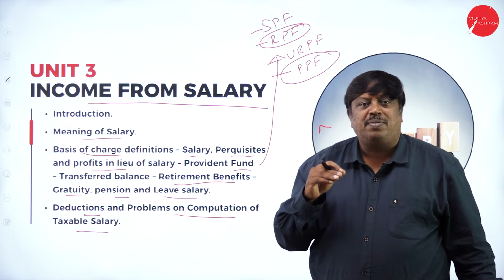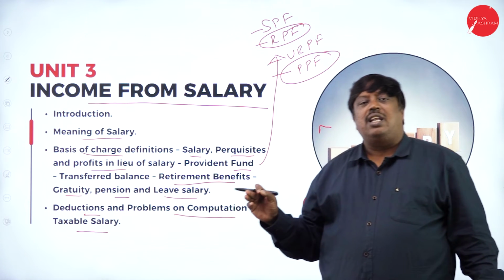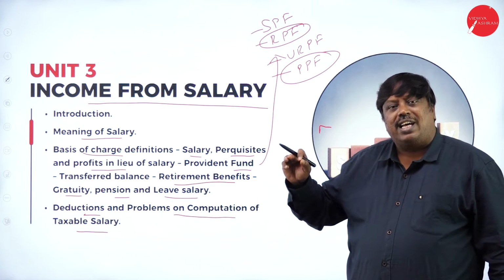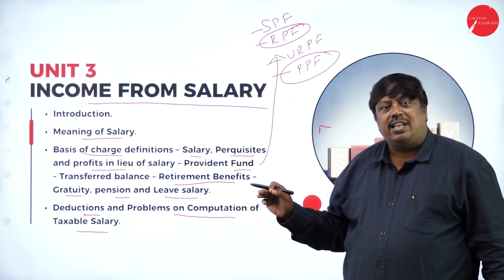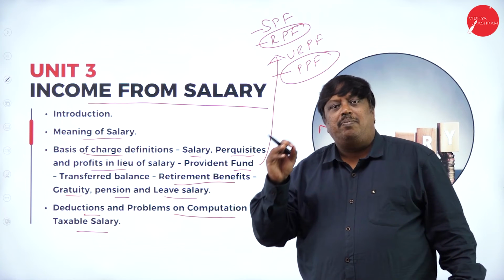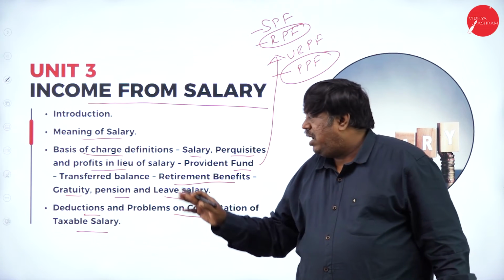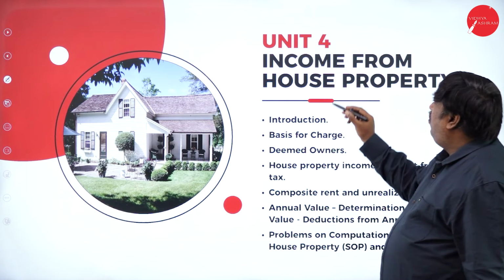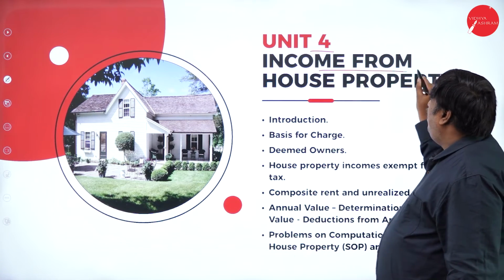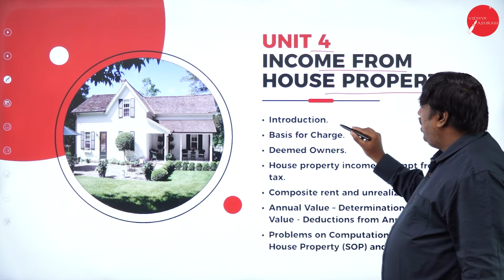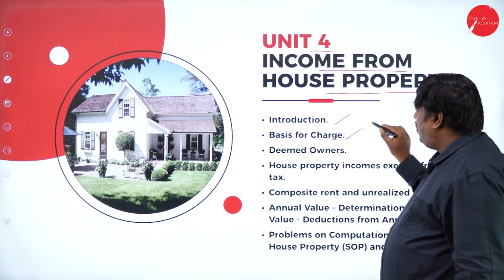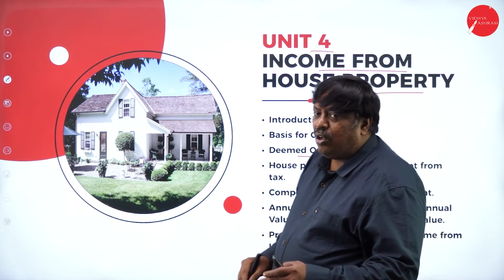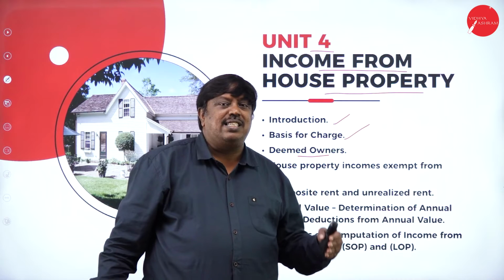Every different type of allowance is there, and which are taxable in the hands of the employee or assessee, as we call it under the Income Tax Act of 1961, will be discussed in depth in the upcoming sessions. Next, we have here the 4th unit, the income from house property. In this, we are going to have the introduction, basis of charge, deemed owner, that is nothing but assumed owner in the concept of the Income Tax Act of 1961.